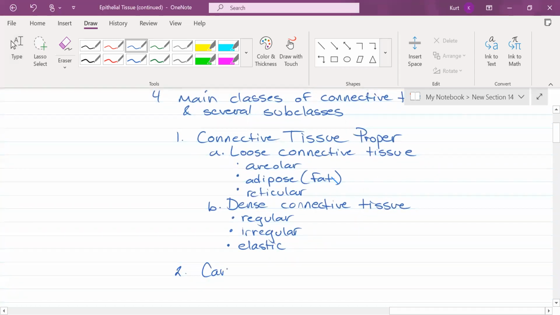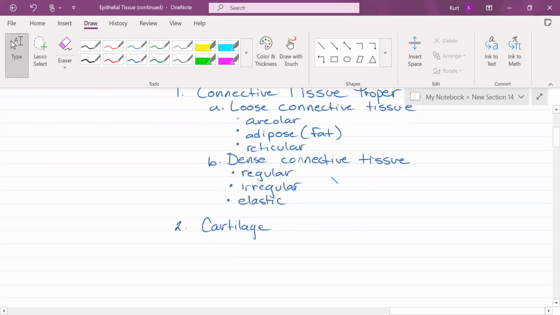Number 2. Here's one you've heard of before, cartilage. And spell it right. Remember I told you the other day, spelling doesn't matter. C-A-R-T-I-L-A-G-E. Some people forget that I in the middle. There are 3 types of cartilage. We have hyaline cartilage. This is the cartilage at the end of bones. Anybody know what the name of the condition is where you're bone on bone grinding because your cartilage is basically worn down? Arthritis.